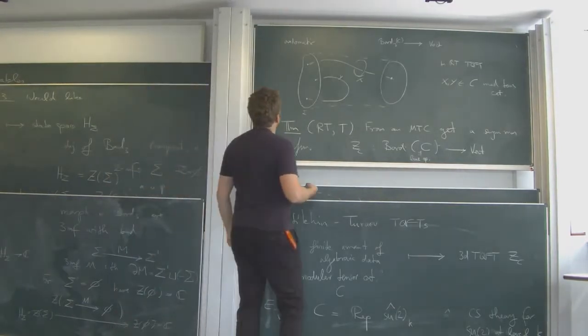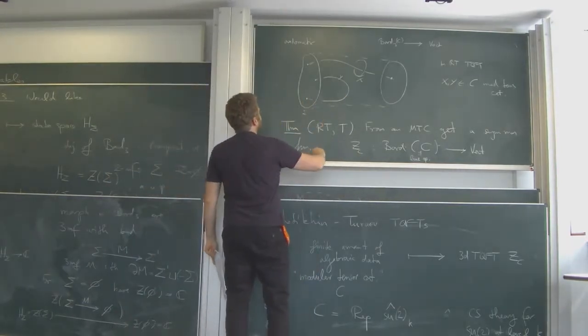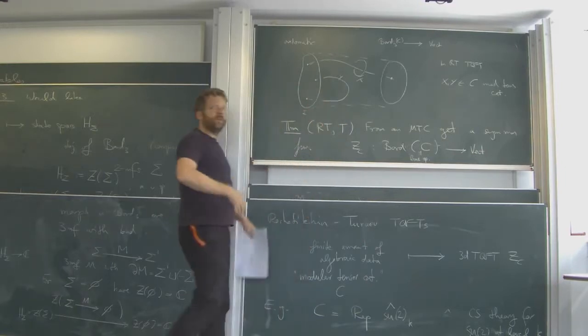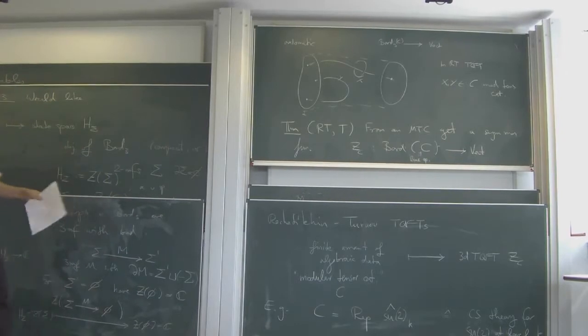I should also add that this is hiding some technical details. One technical detail this is hiding is that these lines have to be framed, as they would have to be in Chern-Simons theory. That I'm sweeping under the rug.